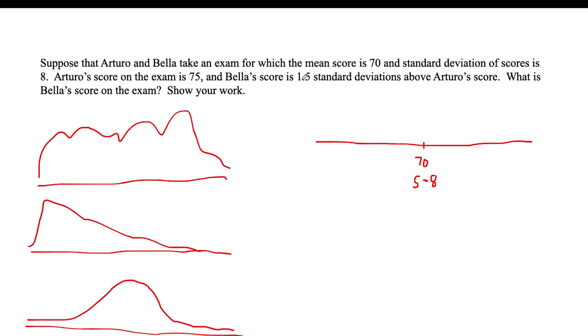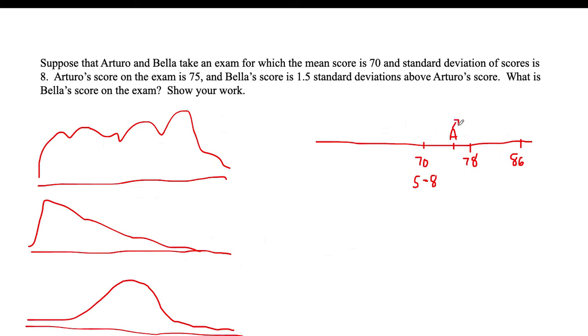So let's start with that. I see this other information, but let's start with Arturo. If one standard deviation is here, which is 78, and 2 standard deviations is here, which is at 86, 8 times 2 is 16, 70 plus 16 is 86. Arturo's at 75, so I know where Arturo fits. He looks like he's just a little over half here. And so I can mark that. Half would be 74, so 75 would just be here. So here's where Arturo is.